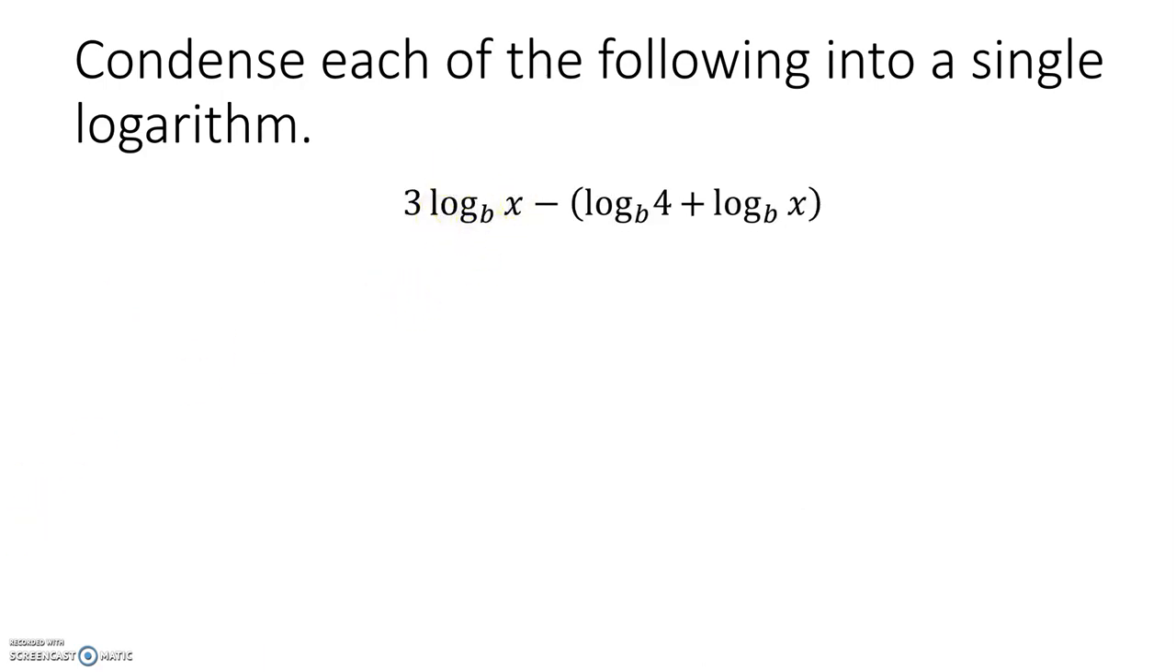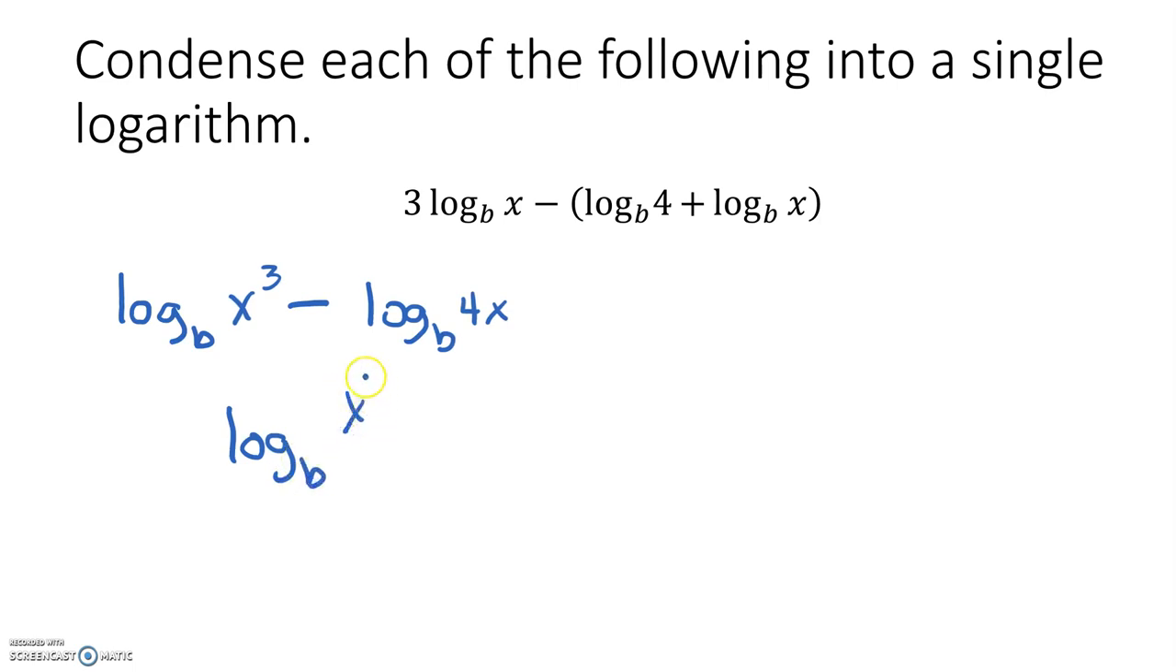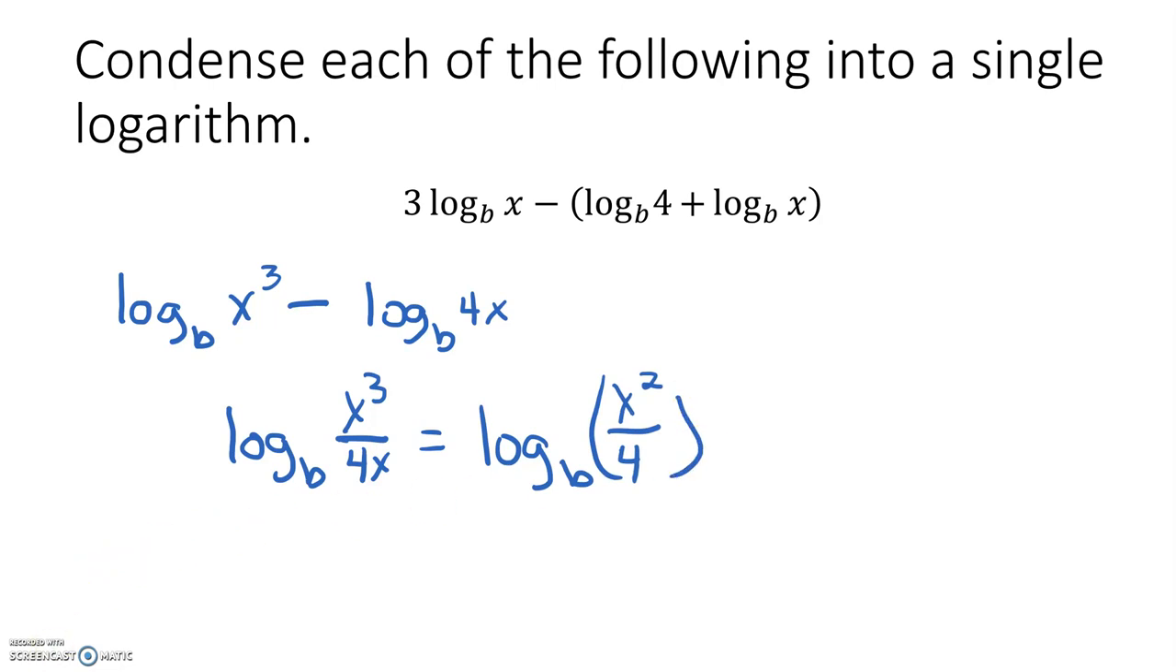And for our last one, I'm going to take care of the 3 and move it to the exponent, and I'm also going to take care of my parentheses as well. This is going to give us log base b of x cubed minus, and in the parentheses it's being added, so we change it to multiplication. Now the subtraction sign tells us to change it to division, so log base b of x cubed over 4x. I can reduce these two x's, and this is going to give us log base b of x squared over 4 for our answer. And now we've condensed it to a single logarithm.